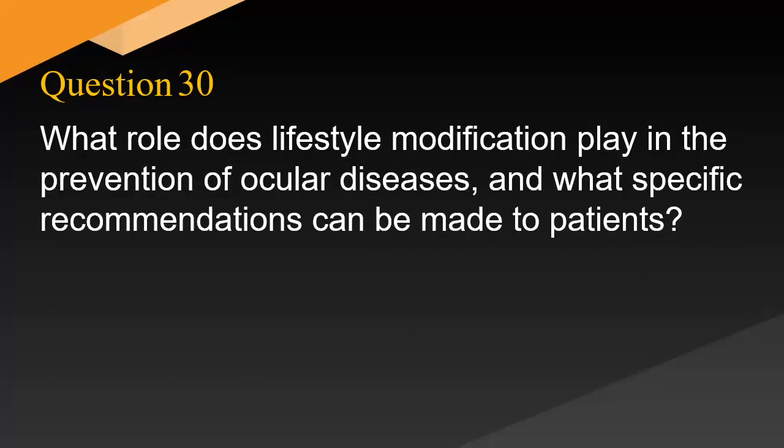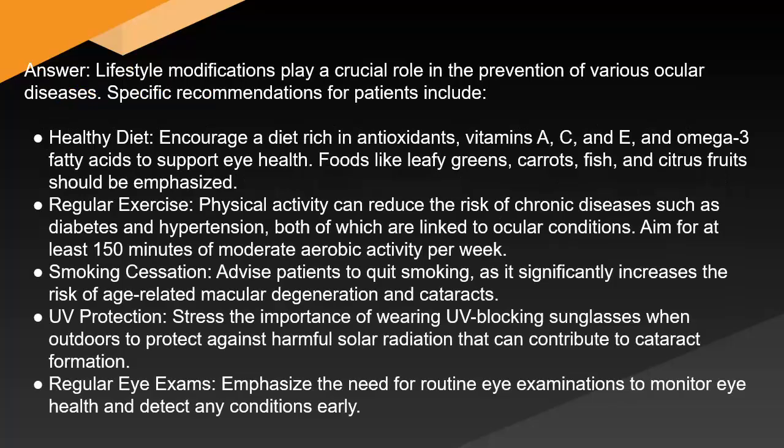What role does lifestyle modification play in the prevention of ocular diseases, and what specific recommendations can be made to patients? Answer: lifestyle modifications play a crucial role in the prevention of various ocular diseases. Specific recommendations for patients include healthy diet. Encourage a diet rich in antioxidants, vitamins A, C, and E, and omega-3 fatty acids to support eye health. Foods like leafy greens, carrots, fish, and citrus fruits should be emphasized.